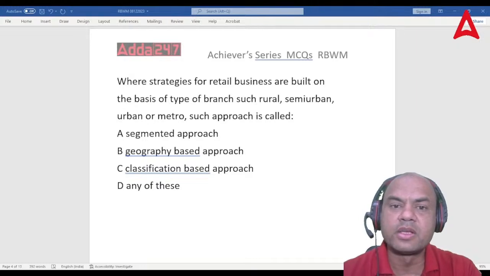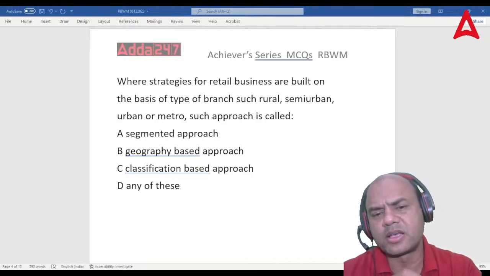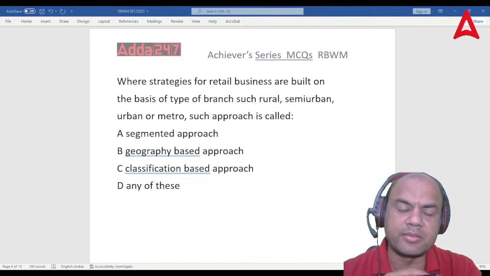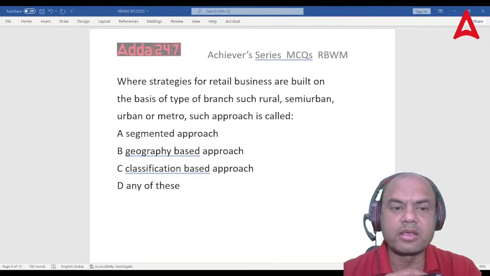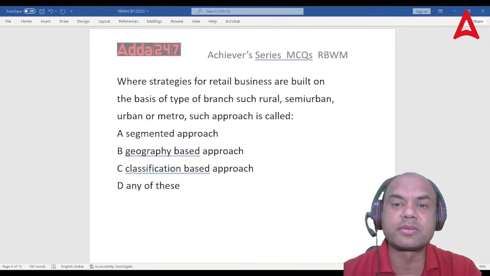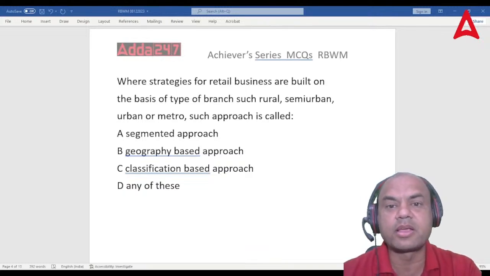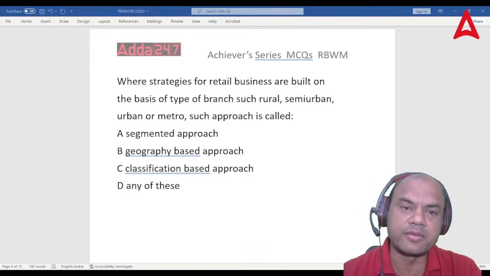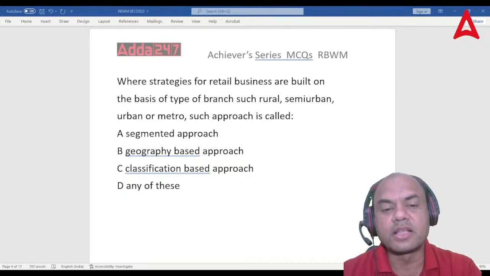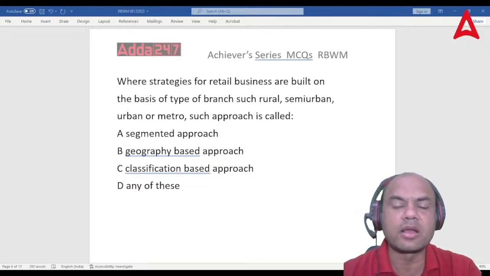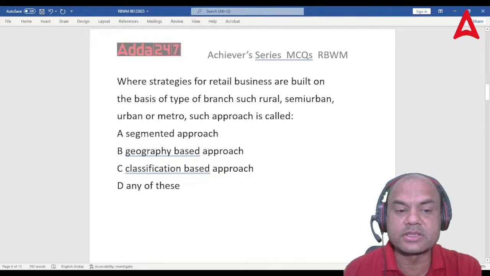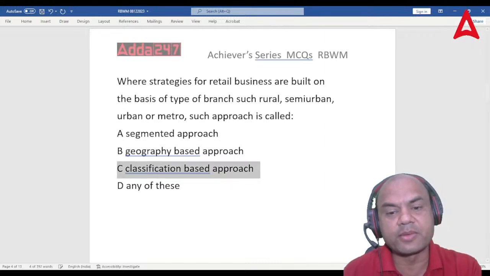Geography-based means it will be based on geography. I'm having a branch in Maharashtra, in J&K, in Punjab, Haryana, MP. This is geography-based. Segmented means depending on the customer segment. I'm having an NRI branch, I'm having an MSME branch. This is segmented. Classification means, this is the real answer, rural, semi-urban, urban, as we differentiate between the branches. This is the urban branch, this is a semi-urban branch. So this becomes the answer.